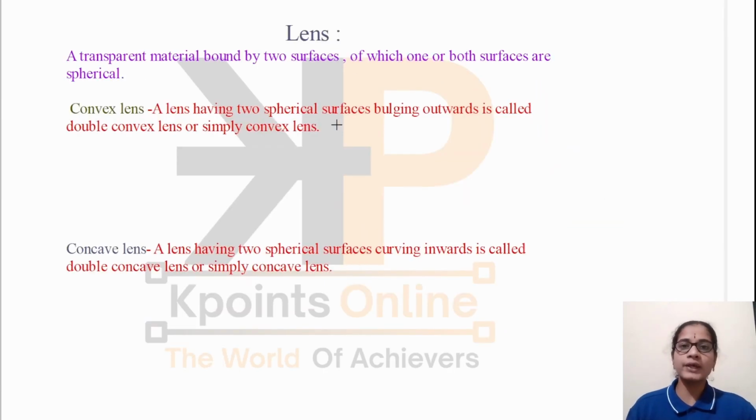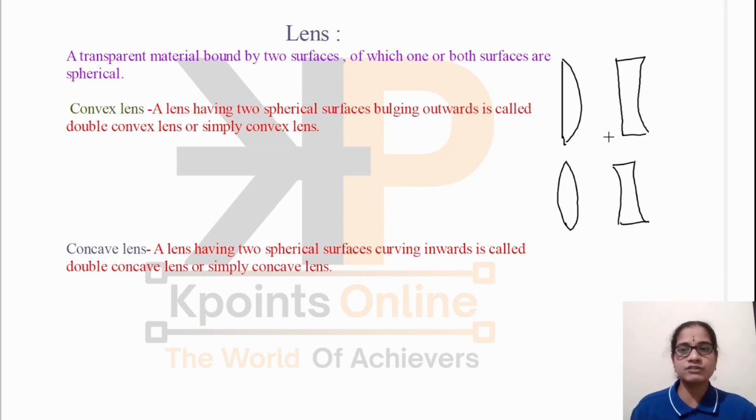Now we are going to study about the lens. What do we mean by lens? A lens is any transparent material which is bound by two surfaces, of which one or both surfaces are spherical. The necessary condition is that it should consist of at least one spherical surface. For example, these are all different types of lenses.